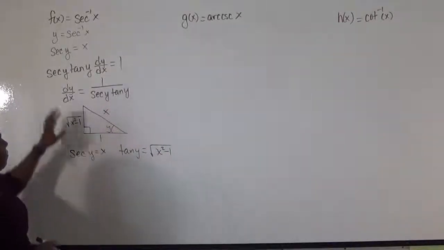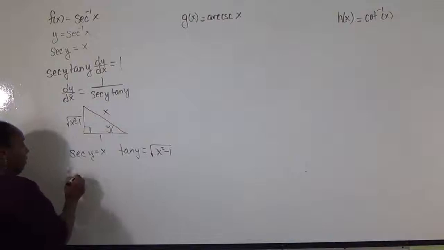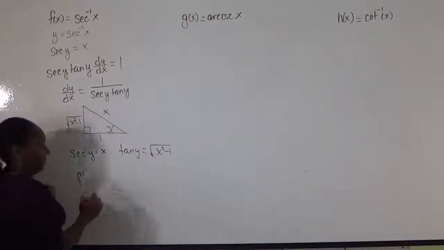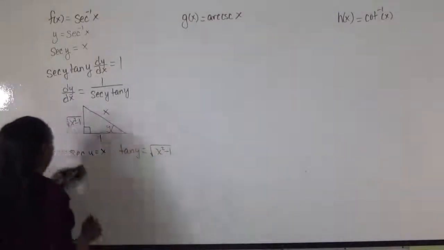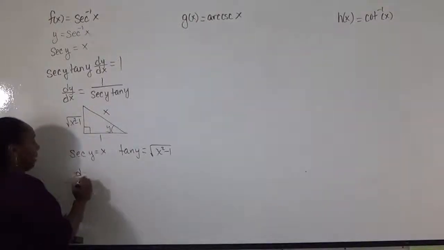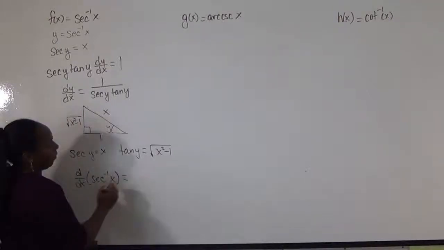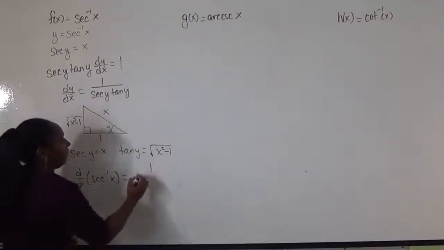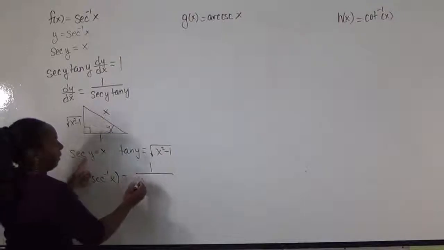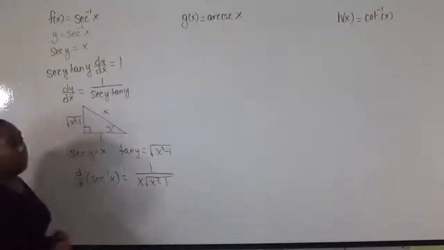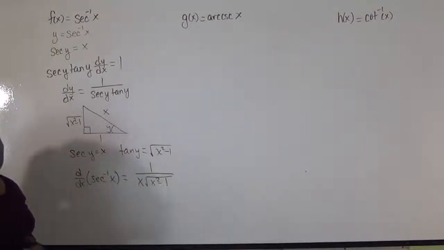Okay. So our derivative, which I'm going to go ahead and leave in the Leibniz notation, the derivative of our inverse secant, is going to be 1 over our secant y times our tangent y. So 1 over x times the square root of x squared minus 1.